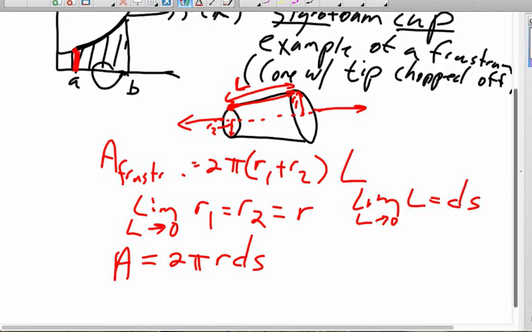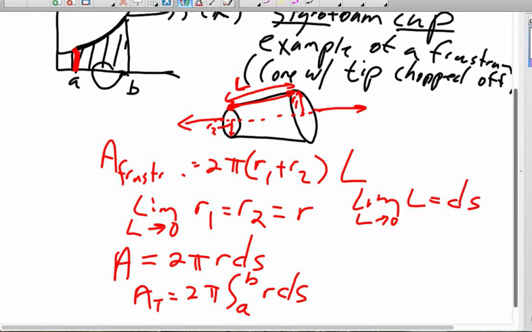So we're going to take these very, very thin frustums. If you want to think about this, it's like a styrofoam cup with almost no height at all. We shrink our cup until it has almost no height at all. And when we do this, the total area is going to be 2 pi times the integral between a and b of r ds.